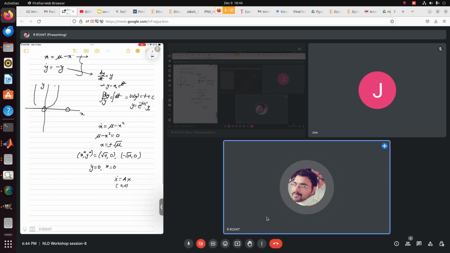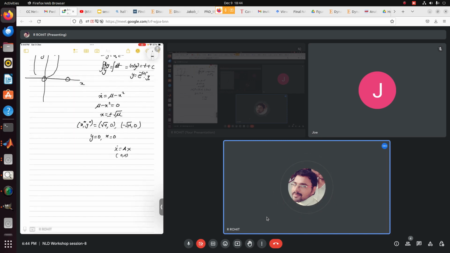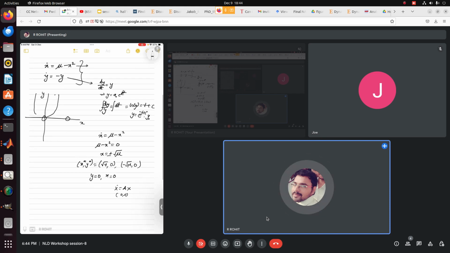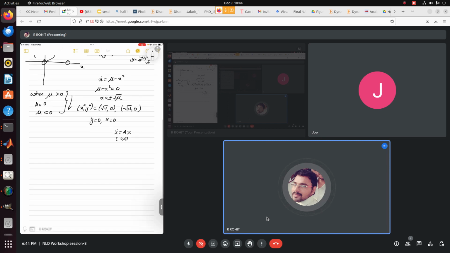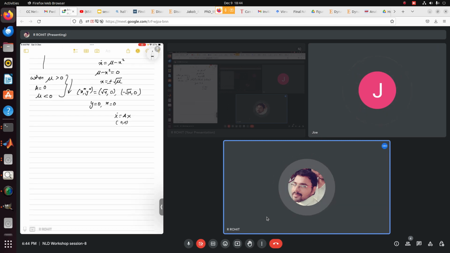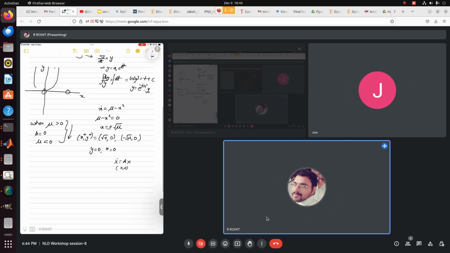Now with this set of equations, we need to find for this 2D case how the trajectories evolve, or in the phase plane how the system evolves, when the value of mu changes from greater than 0, to mu equal to 0, and mu less than 0. So we are going from positive to negative, and how the system evolves is our focus, and we need to know how this system approaches the different fixed points.